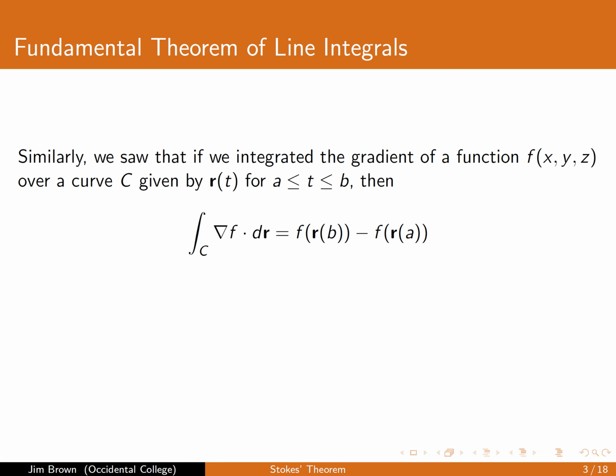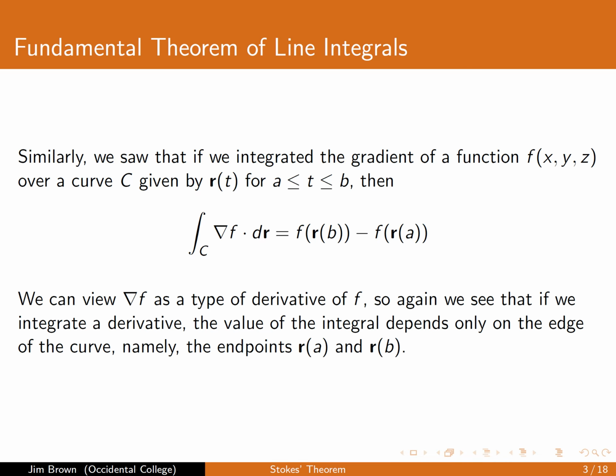Now we also had the fundamental theorem of line integrals. So in this case, if we integrate the gradient of a function, so we can think of the gradient as another type of derivative, over a curve given by some parameterization r of t for t between a and b, all we need to determine that integral is the value of the function at the endpoints of the curve. So again, this is telling us the same type of thing. If we view the gradient as a type of derivative, if we integrate a derivative, the only thing that matters is the values of the function at the edge points of the curve, so the boundary of the curve.